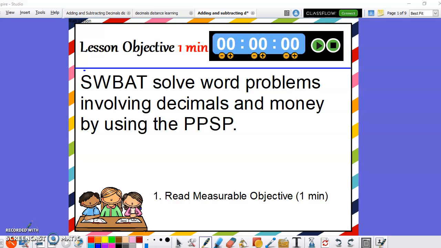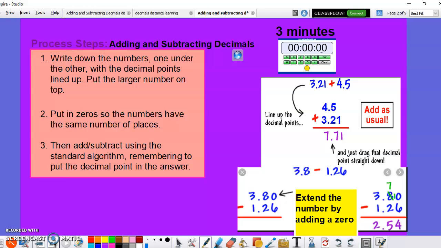Our lesson for today: students will be able to solve word problems involving decimals and money by using the problem-solving process. So just a quick review of our process steps for adding and subtracting decimals. We will see our decimals.